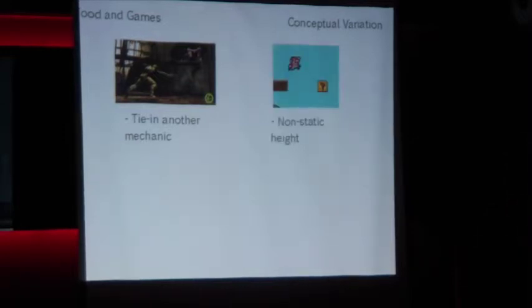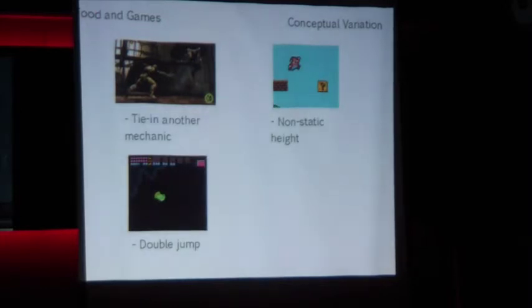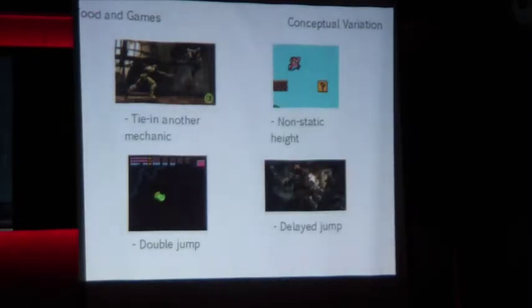You can have a non-static height for your jump, so the longer you hold the jump button, the higher you jump, like in Mario. You can have a double jump, like in Super Metroid. And you can have a delayed jump, which rather than jumping as soon as you press the button, let's say your character has to hoist themselves up, and it takes half a second to do so. That's like in Killzone 2, and it sort of gives an extra weight, a weighty feel to the character. So then in both food and games, we can have a familiar concept like, say, jumping in mashed potatoes, but we can have multiple versions of it.